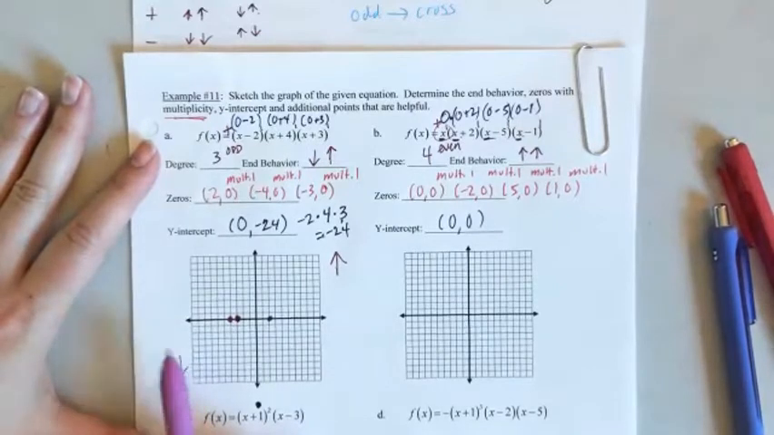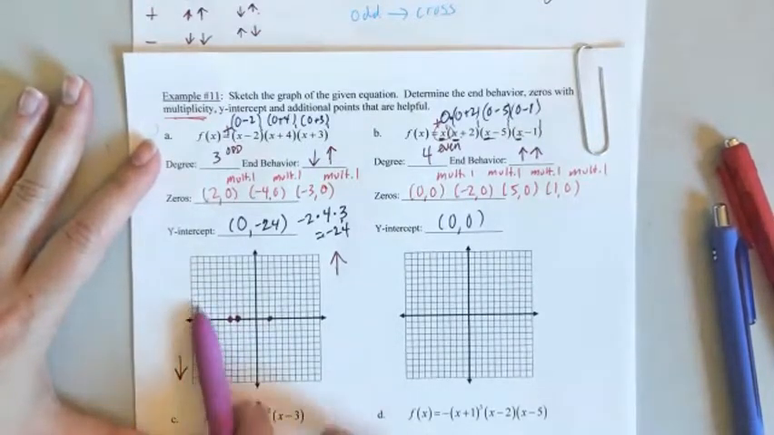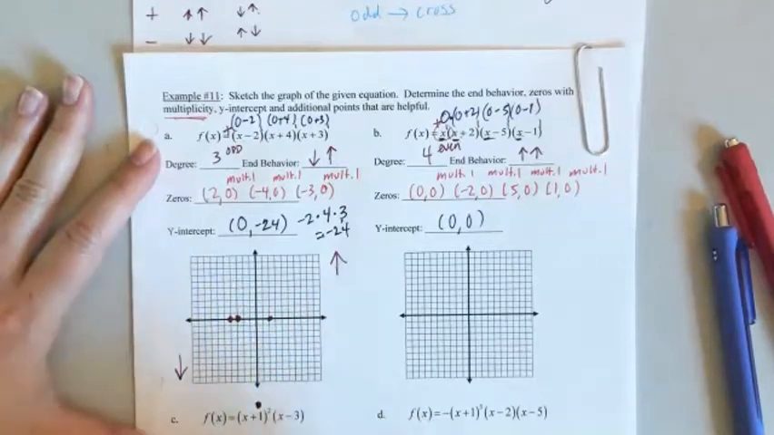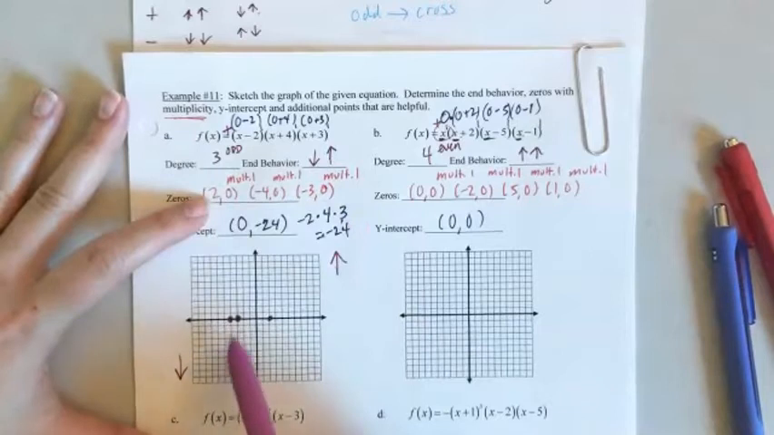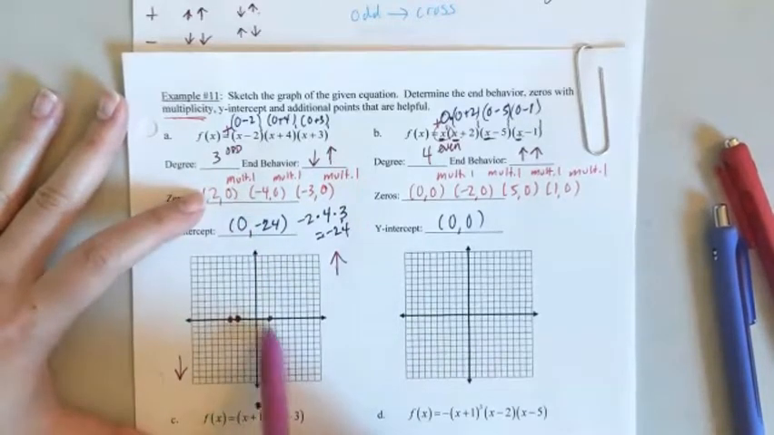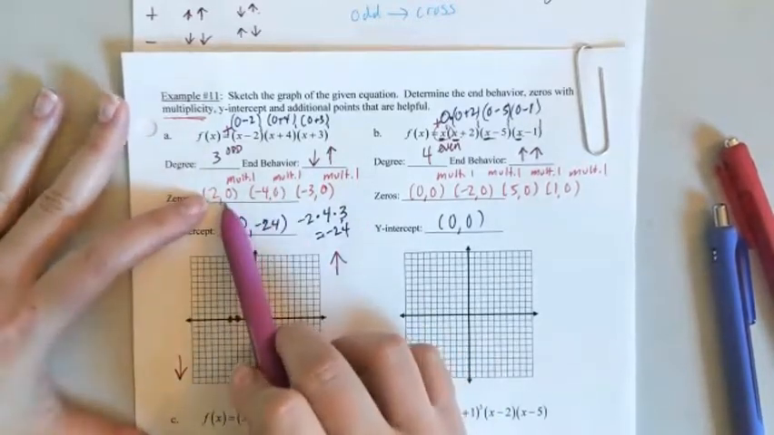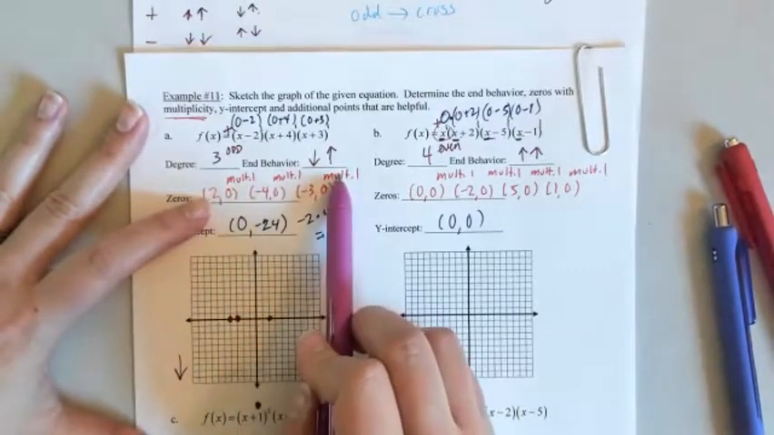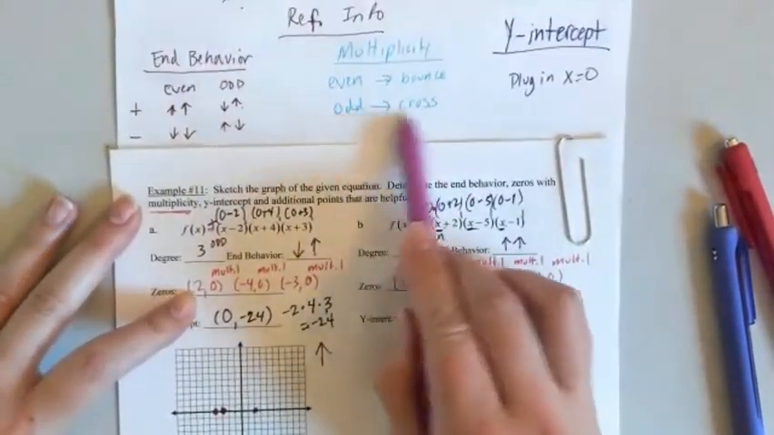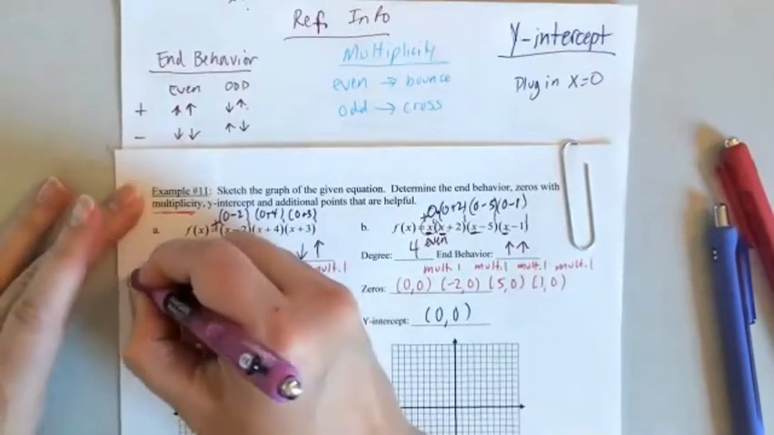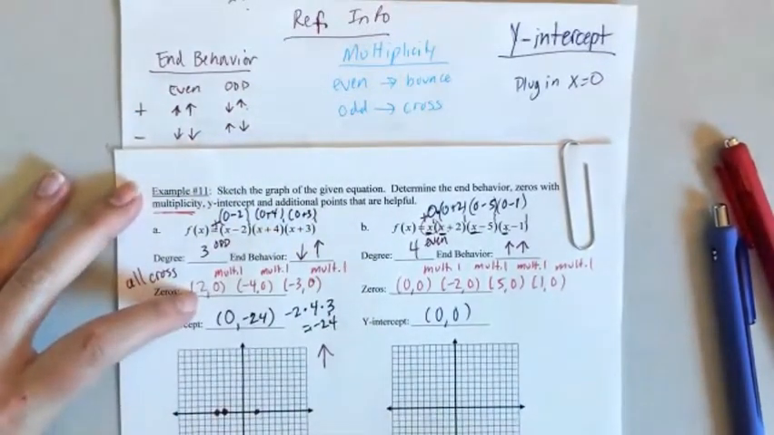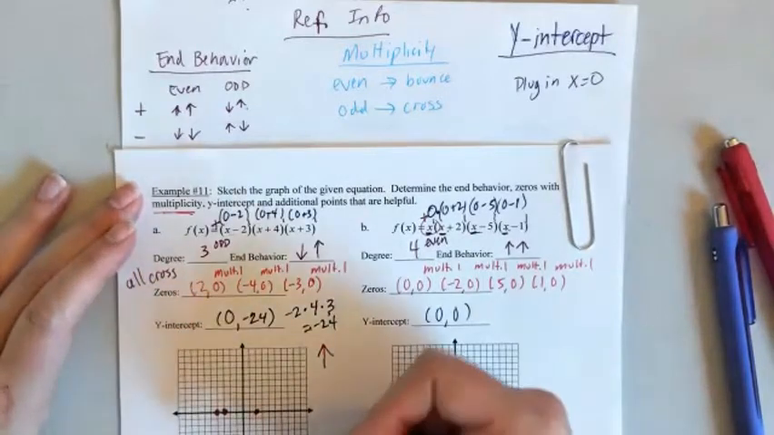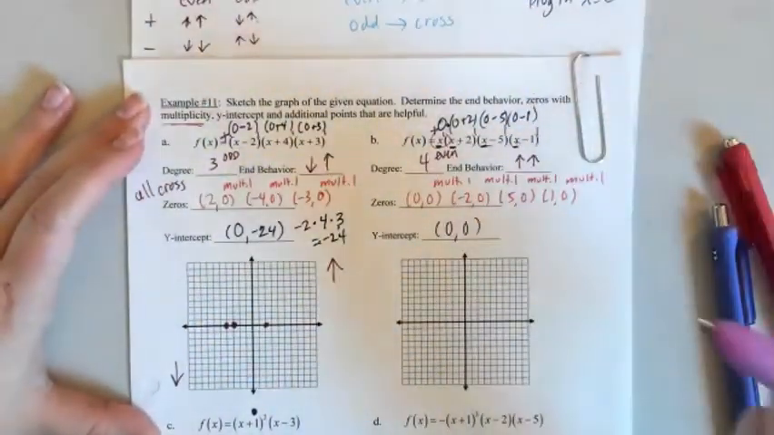And then I'm going to start going from the left to the right and try and connect the dots using what I know about the multiplicities. Well, what do I know about the multiplicities and how the graph is going to cross the x-axis? Well, I know that all of these had a multiplicity of 1. That's an odd multiplicity, which means they will all cross at those zeros, since all the multiplicities were odd. So the graph is just going to cross straight on through.